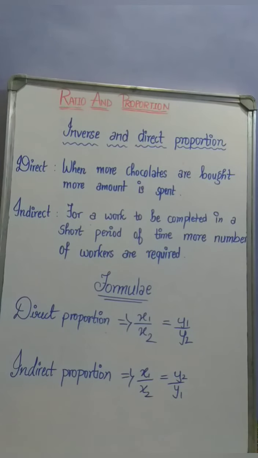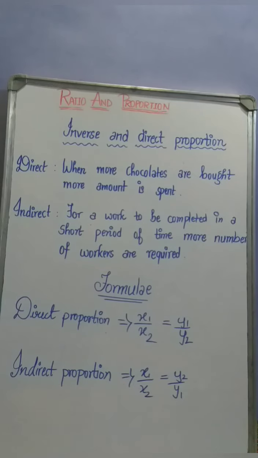So guys, here is the example of inverse and direct proportion. The first is direct proportion. When more chocolates are bought, more amount is spent. An example of indirect proportion is, for a work to be completed in a short period of time, more workers are required.